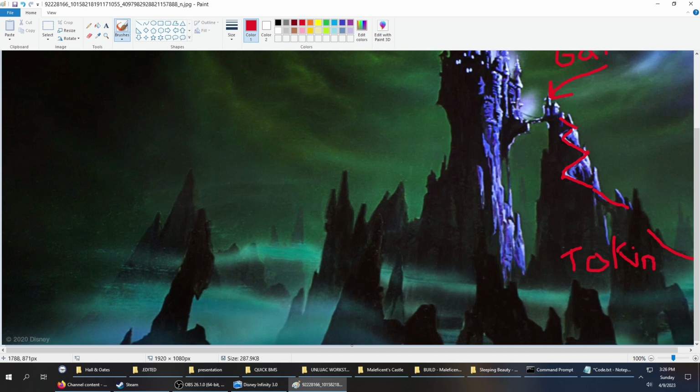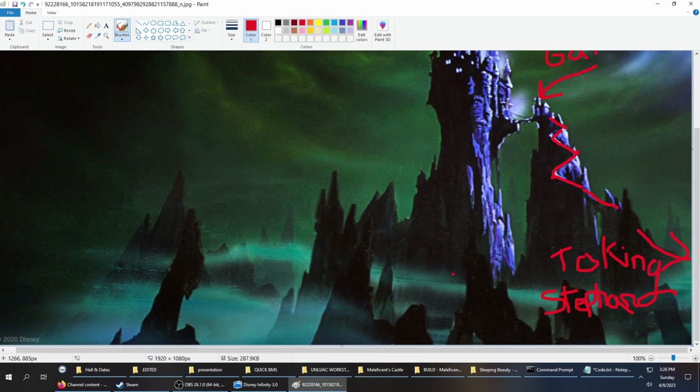So what I'm writing there is to King Stephan's castle. That's the way to get to King Stephan's castle. If you watch the movie, that's where Prince Philip raced down, and right before he got to the castle, Maleficent made a bunch of thorns come out.